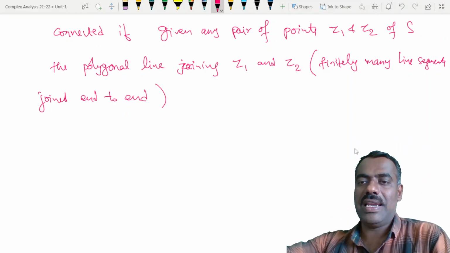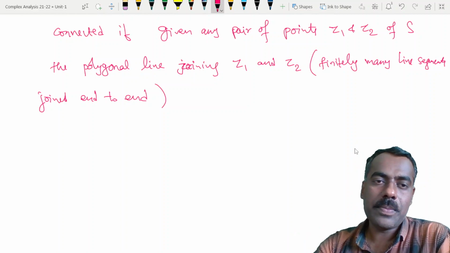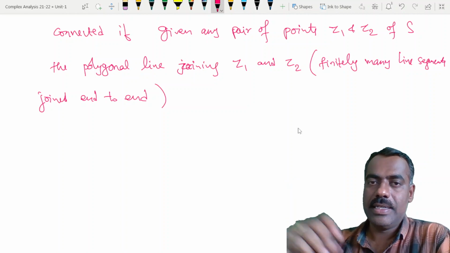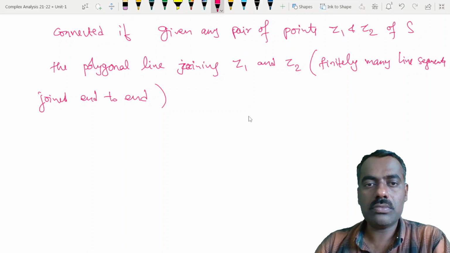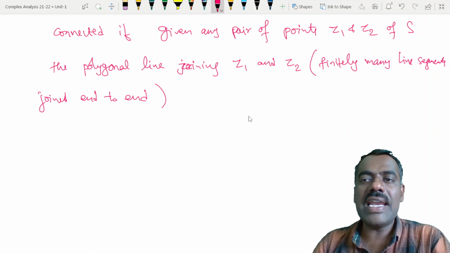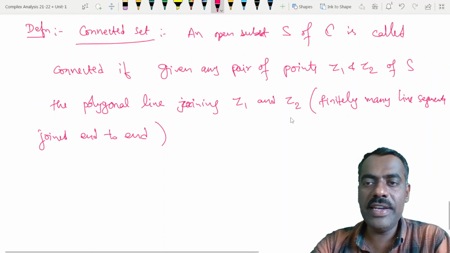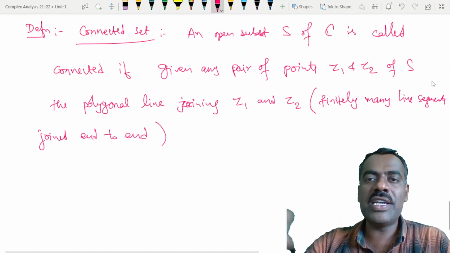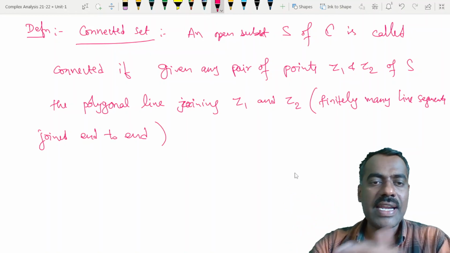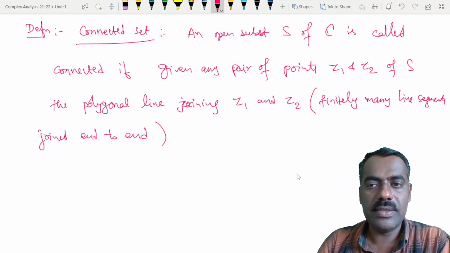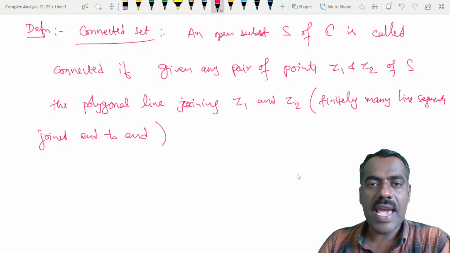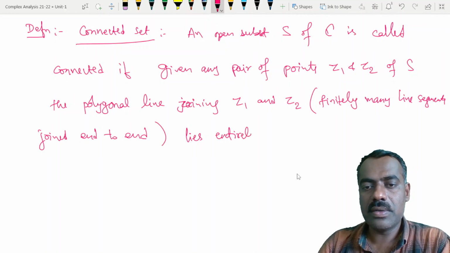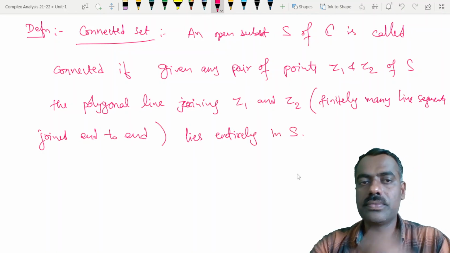It is not just one line; even if it is not one line, suppose you take 2-3 lines and join them end to end, that is what you call a polygonal line. The polygonal line should lie entirely in S. So given any 2 points z1 and z2, join them using finitely many lines, then that entire line should lie in S. Is the definition clear?